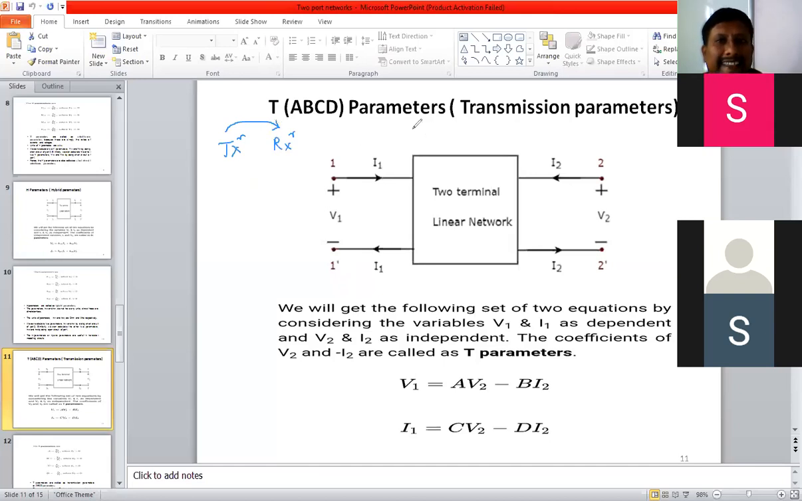In that case only one way communication is there, whatever it may be. The signal may be in the form of current, the signal may be in the form of voltage, that doesn't matter. So we will get the following set of two equations by considering the variables V1 and I1.